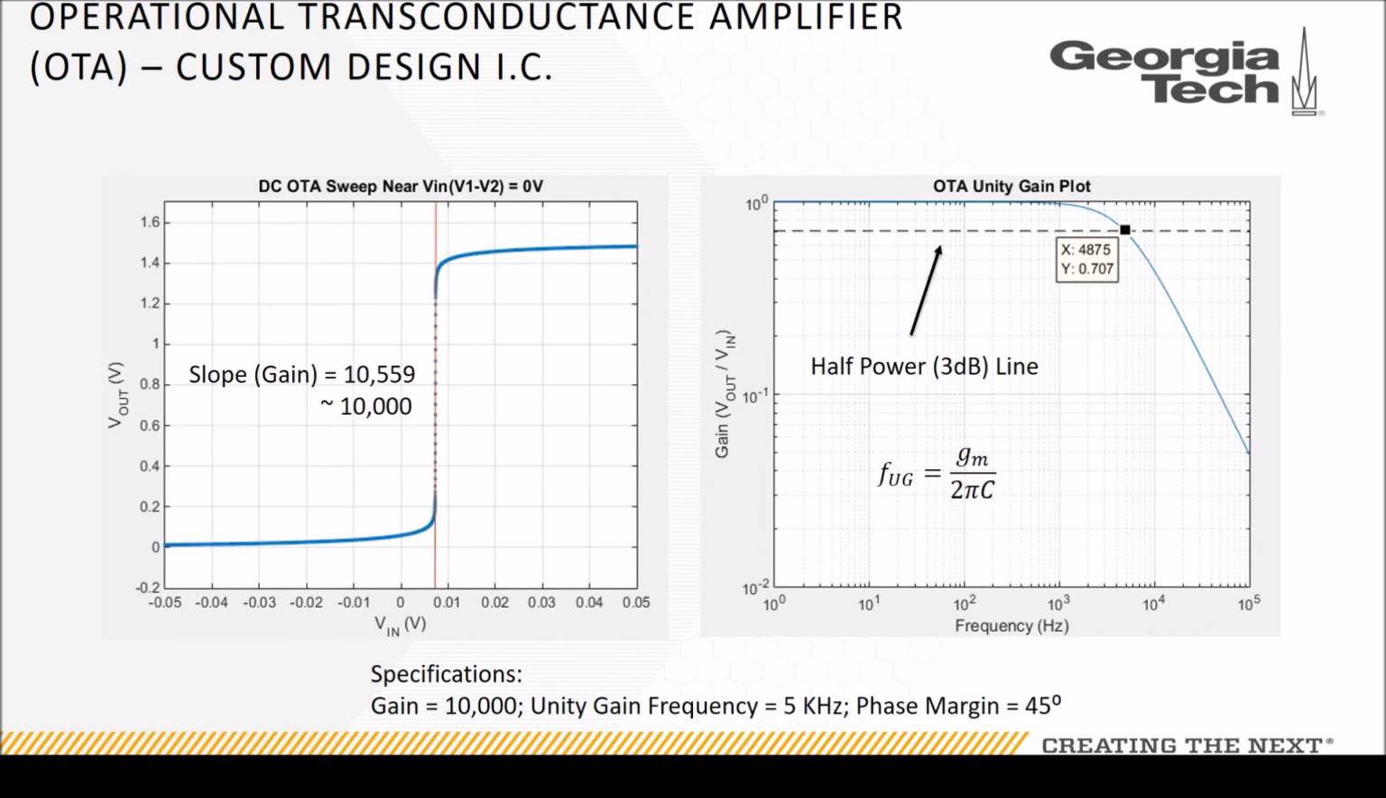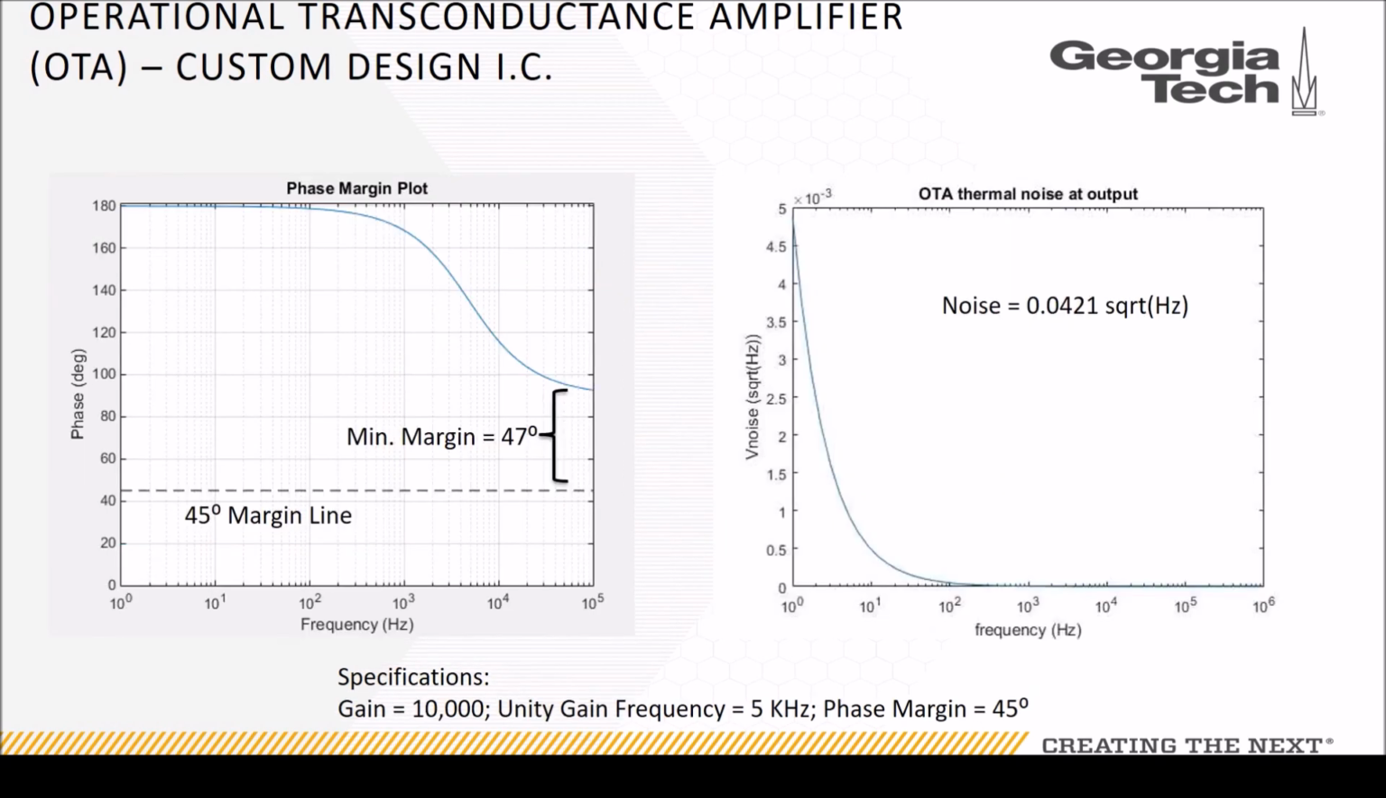For the DC sweep, you can see we have a roughly 10,000 gain linear slope, which is what we want. And for the unity gain plot, you can see we also have a roughly 5 kilohertz 3 dB region. Here this is absolute, so 3 dB translates to 0.7071, or 1 over square root of 2. Then you can also see our phase margin plot, where we have 47 degrees of phase margin, and you can see our noise as well.